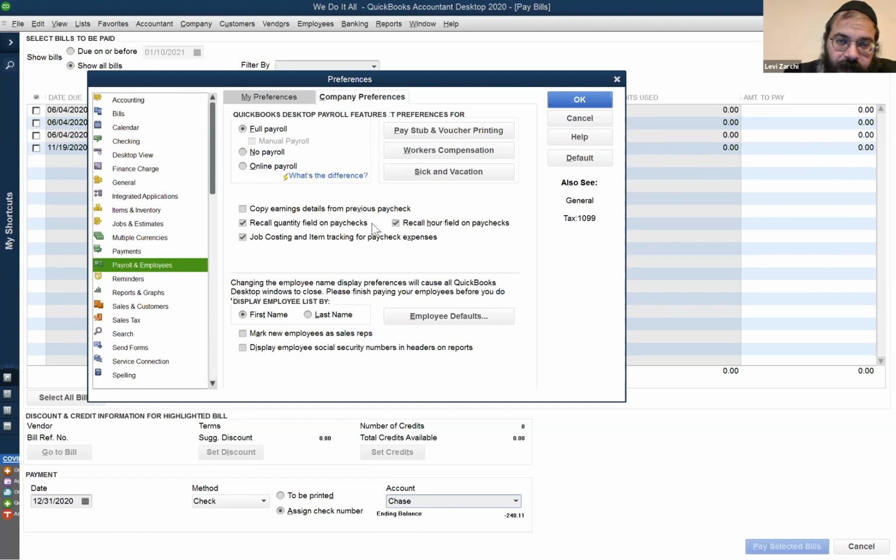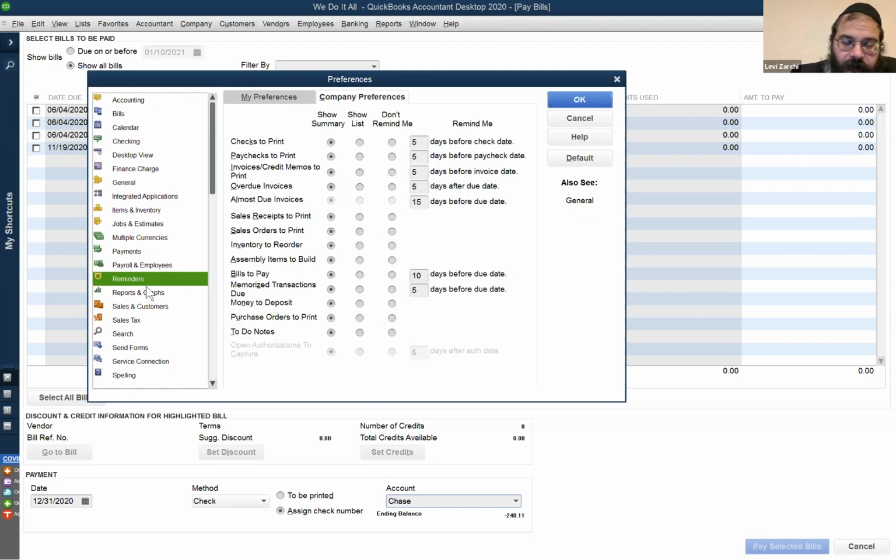There are customizations for sick and vacation days, for workers' comp. You have so many types of reminders you could set up to remind you when you need to print regular checks or paychecks. So you could print overdue invoices, so you know who you can make a collection report from. And you could say, remind me 5 days before the check date, so you could print it and mail it on time. You could have invoices 5 days before the invoice date.